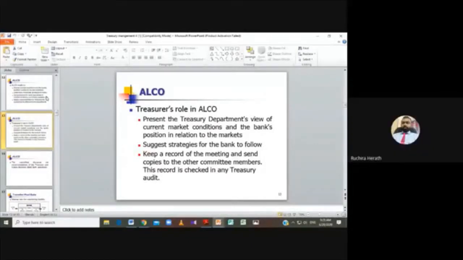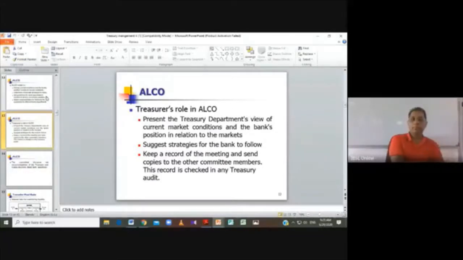Okay. Thanks. Okay. So slide 13, we've touched on it also. So what is the treasurer's view? Like I said, he'll give the current market conditions, the bank's position in relation to the market, and suggest strategies. Like I said, you can say, no, we shouldn't be lending to our corporation, we should be buying treasury bills, right? And keep a record of the meeting and send copies to other committee members.